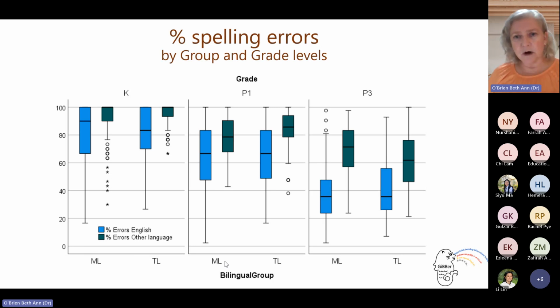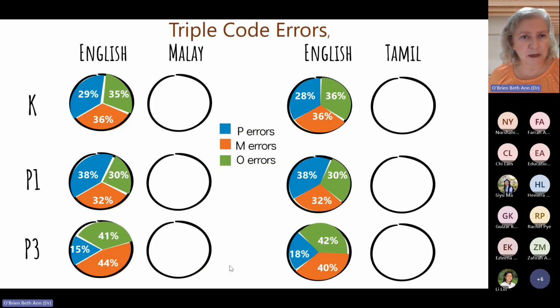The next thing I'll show are some pie graphs that show the percentage of the errors that each child made, what percentage of their errors would fall into our phonological type of error, our morphological type of error, or our orthographic type of error. I'm just going to focus on English first. The colors are: phonological is blue, morphological orange, orthographic green, and these are the age groups: kindergarten children, primary 1 children, and primary 3 children.